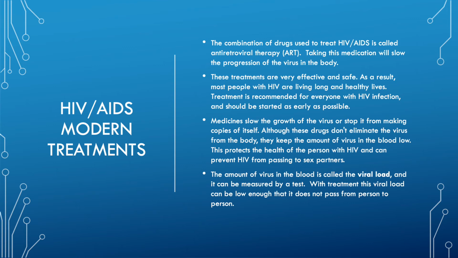Medicines slow the growth of the virus or stop it from making copies of itself. Although these drugs don't eliminate the virus from the body, they keep the amount of virus in the blood low. This protects the health of the person with HIV and can prevent HIV from passing to sex partners. The amount of virus in the blood is called the viral load, and it can be measured by a test. With treatment, this viral load can be low enough that it does not pass from person to person.